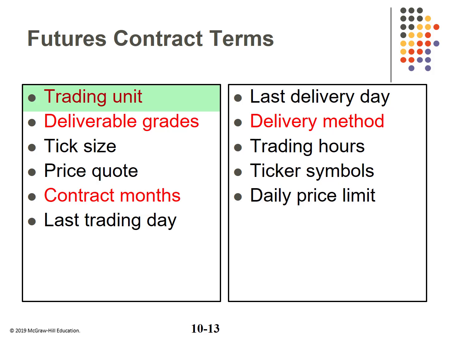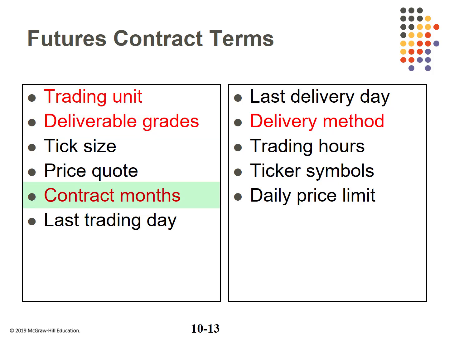If it's a financial, $1,000, $5,000. Deliverable grades usually applies to commodities. For example, cocoa has 3 grades. Grade C is deliverable at par, the quoted price. Grade B at an $80 premium per ton. Grade A at a $160 premium.